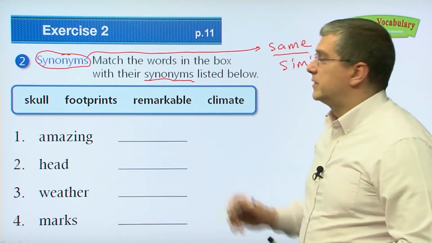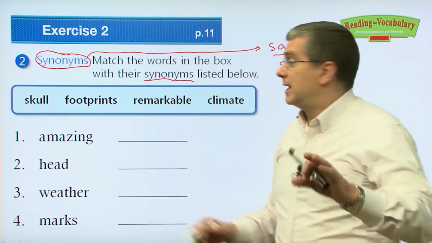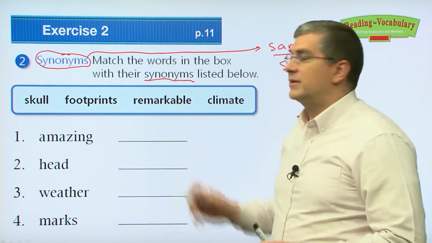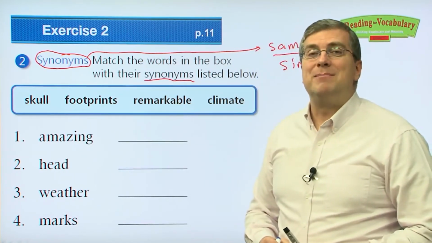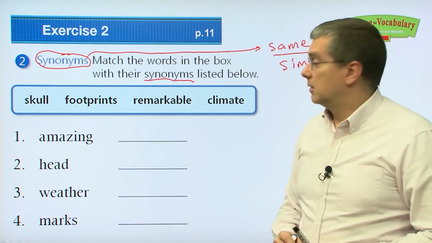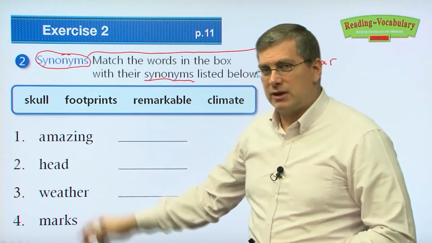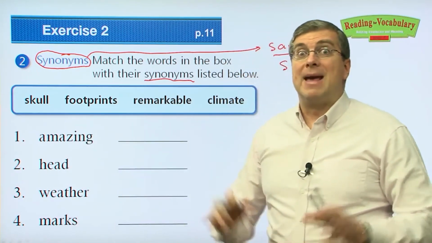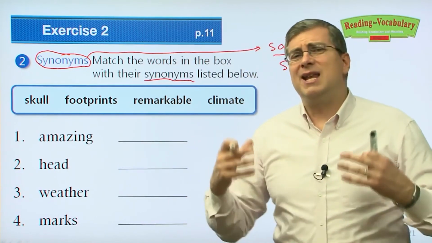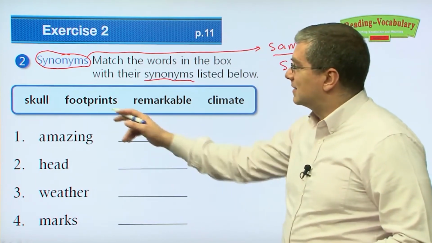Okay, let's look at the words in the box first. We have skull. Next word, footprints. The next word is remarkable. The next one is climate. Okay? Now we have to match these words in the box to the same or similar meanings of these words here. The first word is amazing. It's really amazing. It amazes you. It impresses you. It's really exceptional. What do we say is a similar meaning?